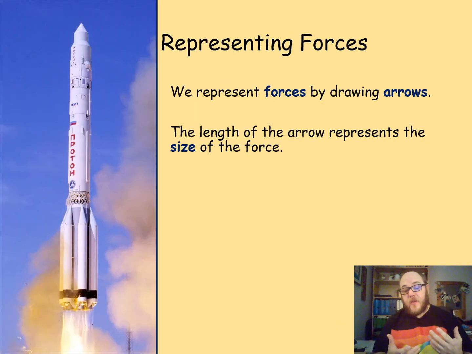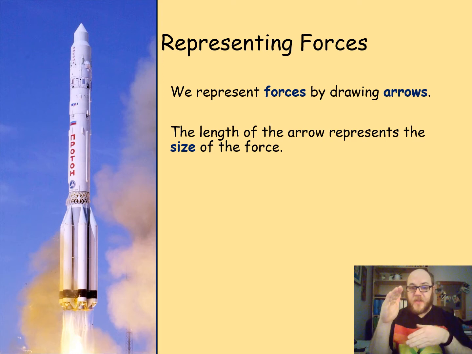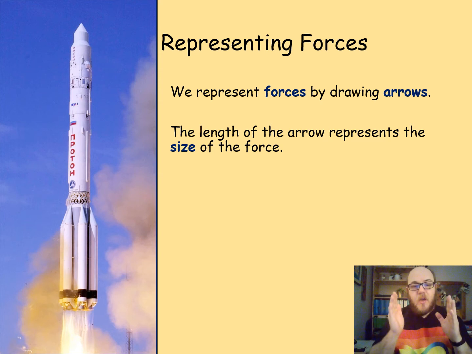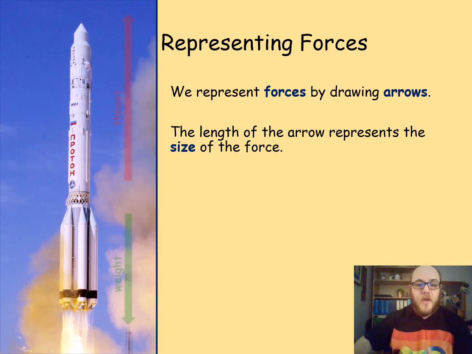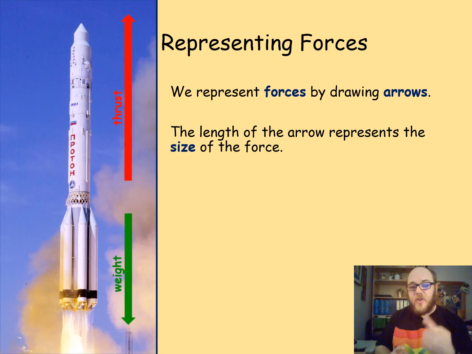All right, so in those diagrams, we had the picture of the object and then we had arrows representing the forces. And this is how we represent forces on paper. So this very fine rocket is heading up towards the outer atmosphere. So we'll represent the forces on this rocket by drawing arrows. The length of the arrow represents the size of the force, so the length of the arrow is important. So this rocket has a very large thrust going up into the air and has a weight acting downwards.